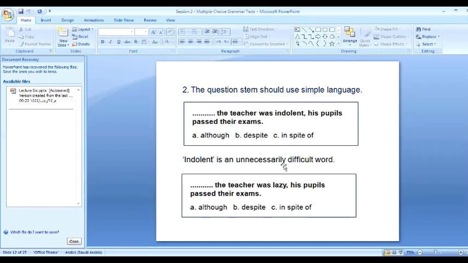So here, what makes a good multiple choice grammar test? The stem should use simple language. Number 1, we said the stem should be as short as possible. Number 2, we should use simple language in the stem.